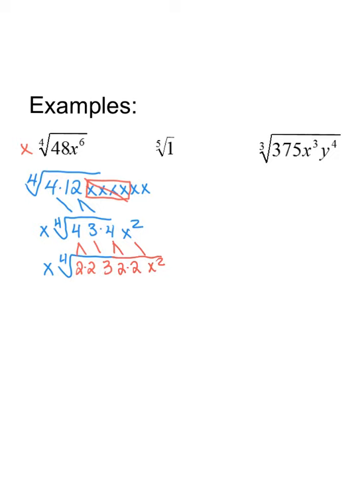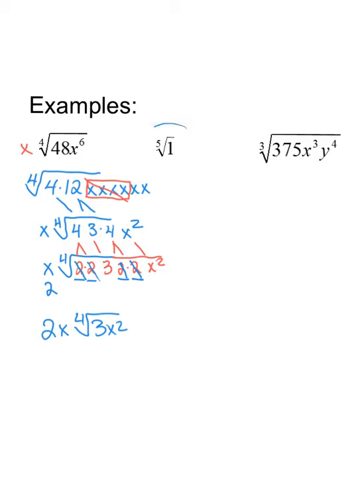Now, if I look at my numbers, I've got 1, 2, 3, 4 2's, so I can cross them all out and bring 1 out front. So this reduces to 2x, the fourth root. I still have a 3 and an x squared underneath.